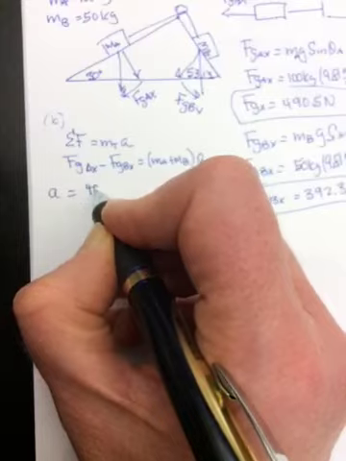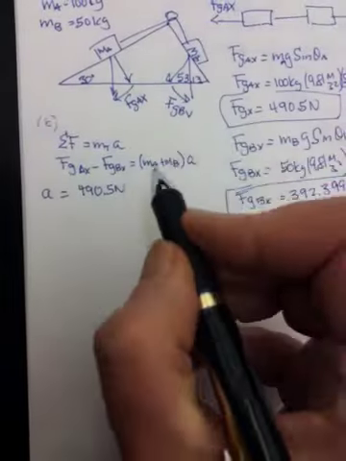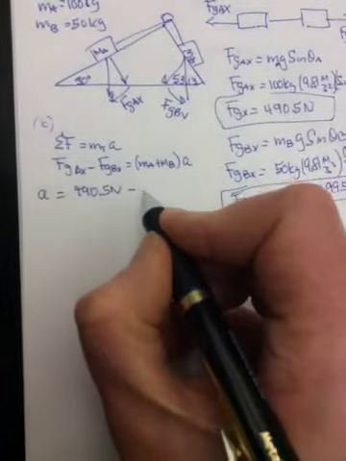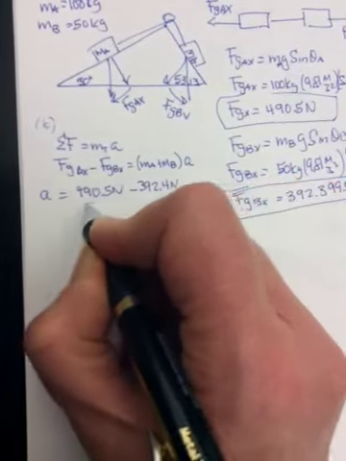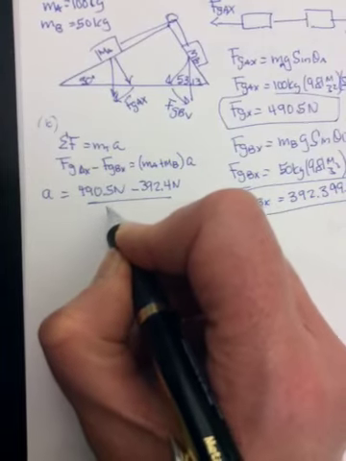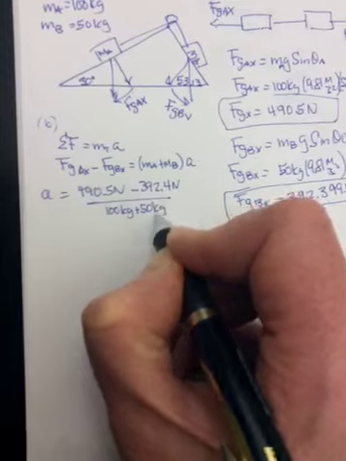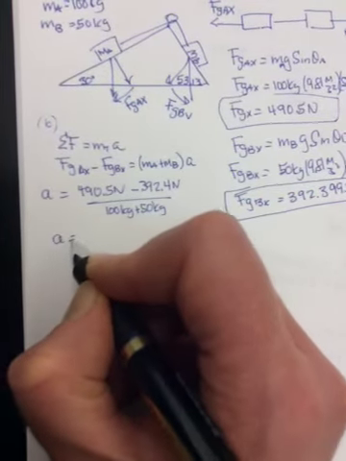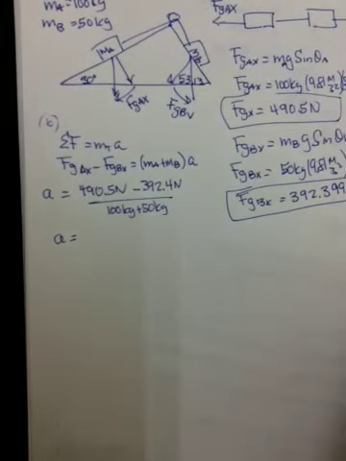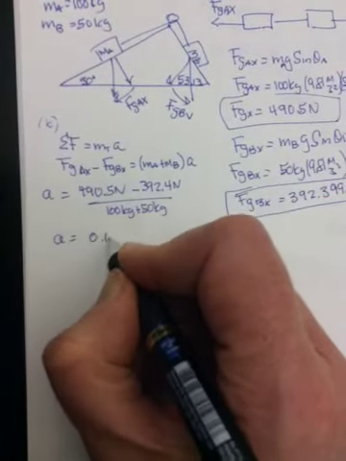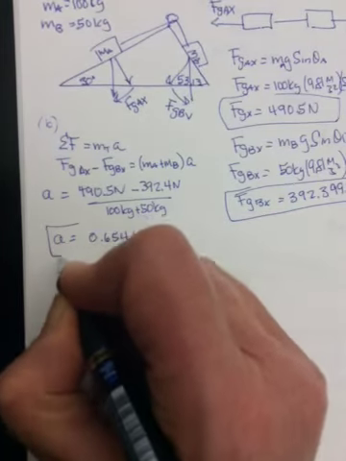It was 490.5 newtons minus FGBX, 392.4 newtons, divided by 100 kilograms plus 50 kilograms, which is about 150. On the top, you get 98.1. Divide that by 150, and you get 0.654 meters per second squared.